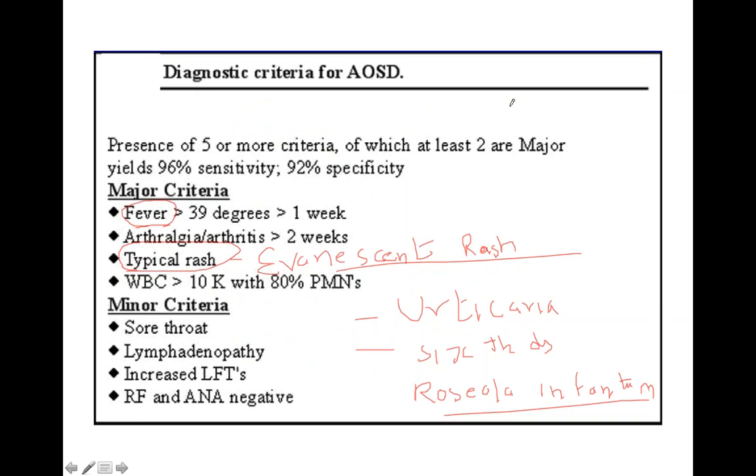The patient will have fever more than 39 degrees centigrade for more than 1 week, arthralgia or arthritis, and a typical rash. This rash is an evanescent rash, meaning it appears and then disappears with the fever. Patient has high fever, the rash will appear; the fever subsides, the rash will disappear. This is highly characteristic. Also the patient will have high WBC count, neutrophilia. These are the major criteria. Minor criteria are sore throat, lymphadenopathy, high LFTs, and rheumatoid factor and ANA negative. I told this earlier also.